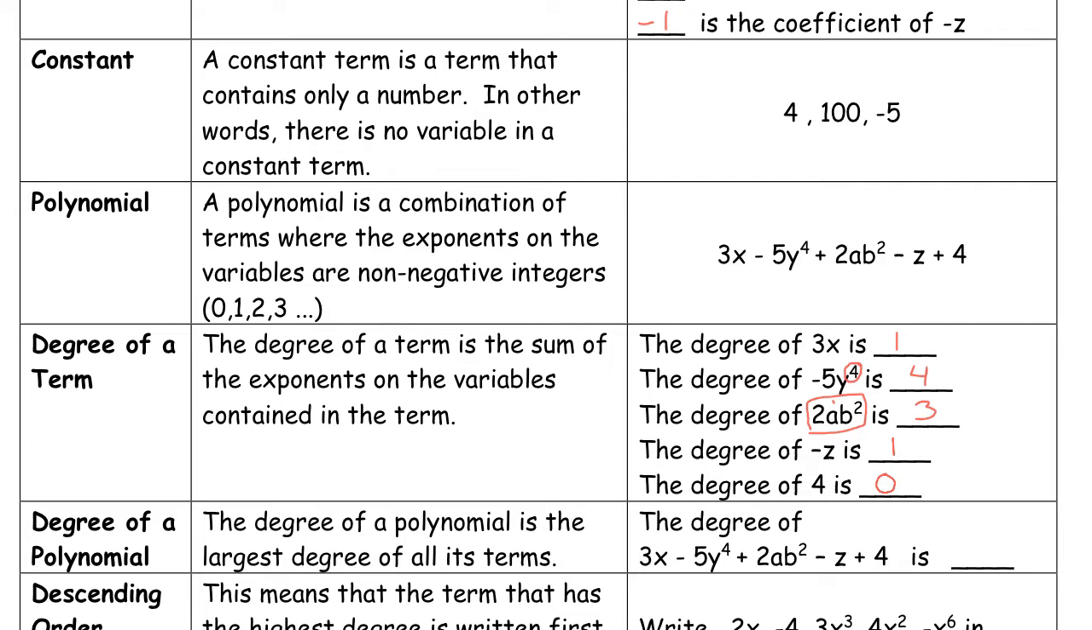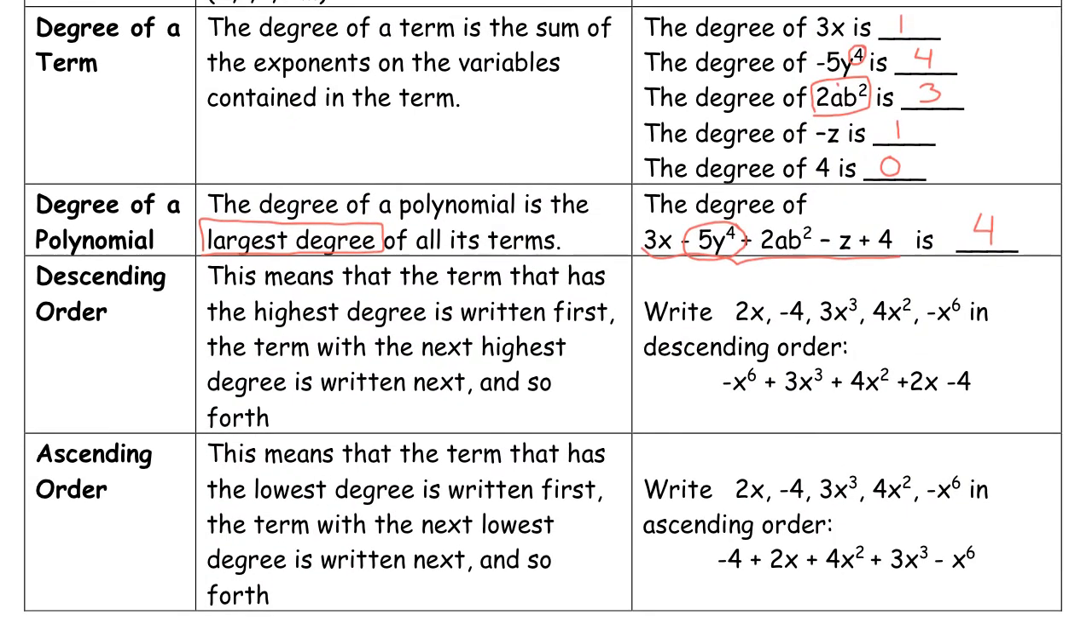So when we take a look at the degree of the polynomial, again, we take a look at the largest degree of all of the terms. When I take a look at all these terms put together, my biggest one is this one right here. So we would say that this is a degree of 4.